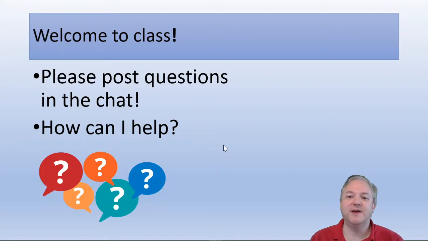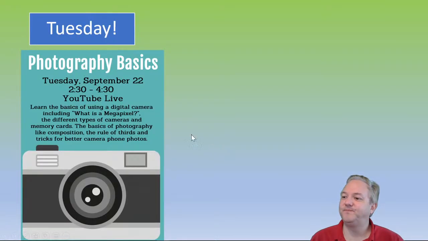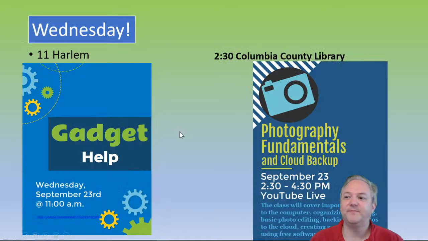I'll go ahead and talk about some of the other classes that we've had previously and some classes we're going to have for the rest of the month. On Tuesday, yesterday, we did Photography Basics. That class is still up and available. We talked about what a megapixel is, composition, the rule of thirds, and tricks for better photography with your photos. And this morning we did a gadget help, which is kind of a drop-in.